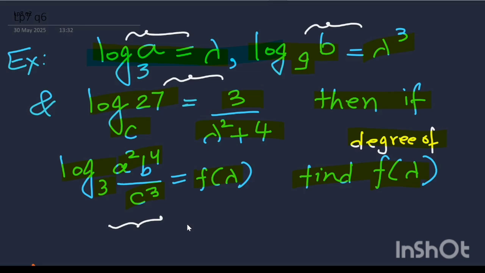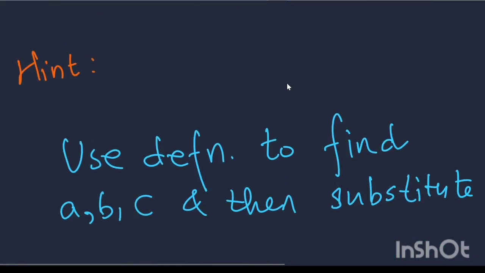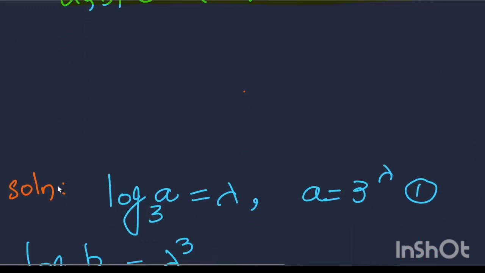Okay, that's the hint of this question, guys, that we will calculate the value of a, b, c from this log equation, using the properties and the definition of logarithm, and then we will substitute. So proceeding with the same, if log a base 3 is lambda, using the definition, a is 3 to the power lambda. 3 comes out and pushes lambda up, so it becomes 3 to the power lambda.